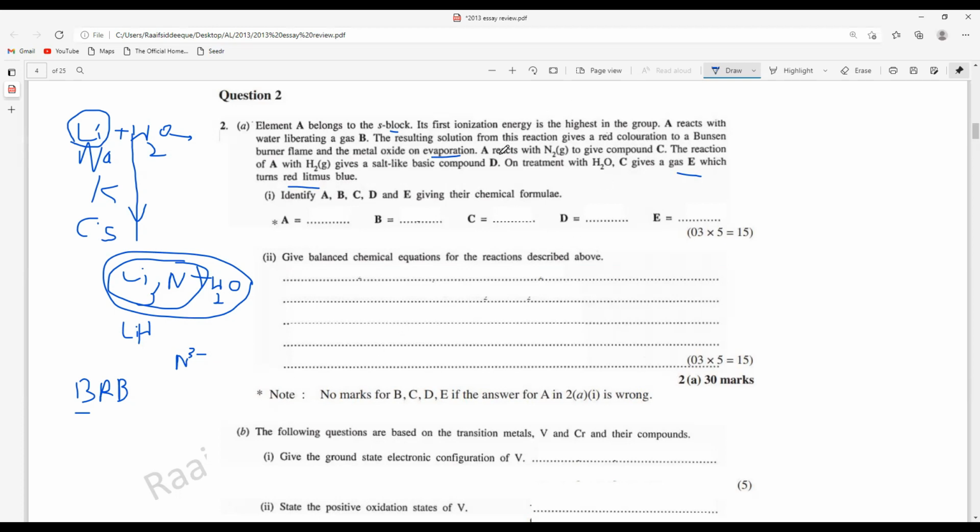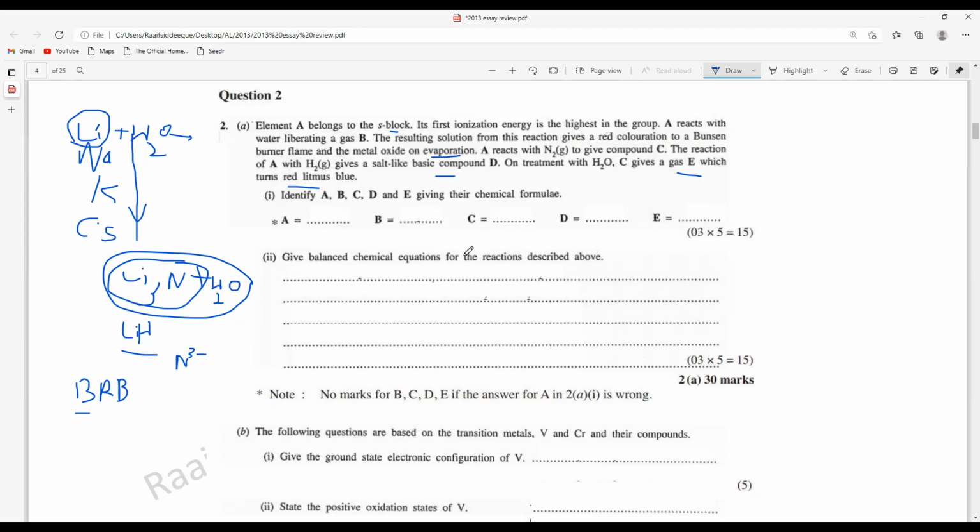So if you know your analysis really well, this will not take much time to complete, right? So first one, identify A, B, C, D, E. A is lithium, B is the liberated gas, hydrogen, and C is the compound formed by reacting with nitrogen, so it is lithium nitride. D is the basic compound, which is lithium hydride. And on treatment with H2O, C gives E. So E is ammonia. So you know all the compounds here automatically.